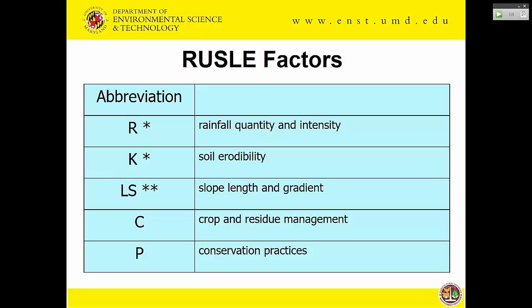Okay. Anyway, it looks at all these things. Now, RUSLE2 looks at an interaction on a day-by-day basis, but essentially, remember what tool we're talking about for erosion. It looks at rainfall quantity and intensity. It looks at soil erodibility. It looks at slope length and gradient.